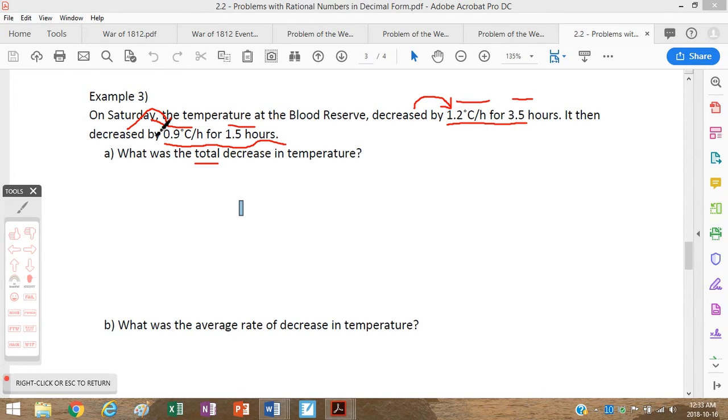So basically we're looking at negative, first one, 1.2. You could add the units if you want, degrees Celsius per hour for 3.5 hours. I'm just going to show with the numbers for now. 3.5 hours. Okay, that's the first bit. And then we're going to add that to the second bit. And again, this is a negative because it's decreasing. So we can change the question by making one of them increase or something, but we're not going to do that.